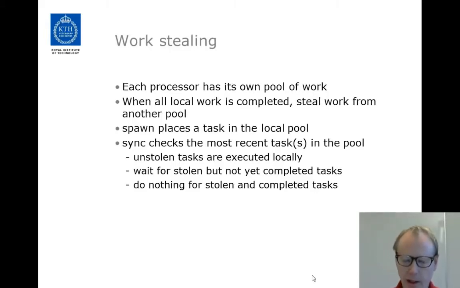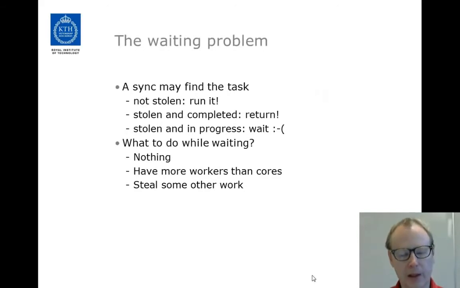So again, to recap, work stealing: each processor has its own local pool of work. When all local work is completed, it steals work from another pool, in most cases chosen by random. A spawn places a task in the local pool. A sync would check the most recent tasks in the pool, and if you have unstolen tasks, you execute them. If you have stolen but not yet completed tasks, you wait for them. But if you have stolen and completed tasks, you have nothing to do. And this actually comes to the waiting problem.